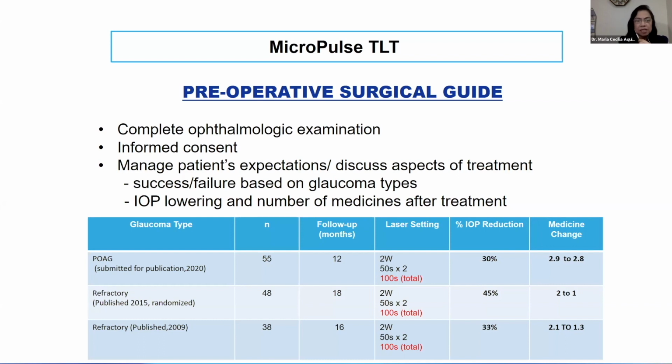In our center, we have been using this laser for many years, and we have gathered some data regarding its use in different types of glaucoma. So when we counsel patients for this procedure, we inform them of the experience that we had in patients that we had treated in the past, as you can see from this table.